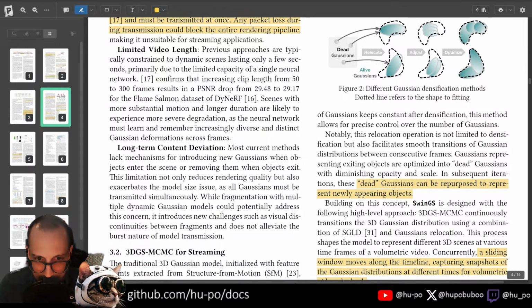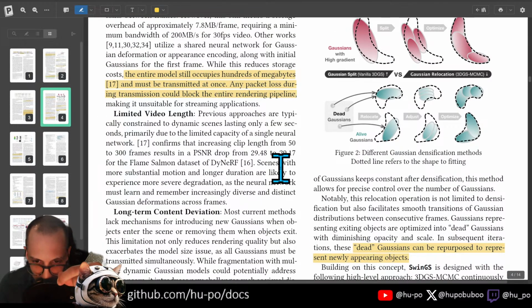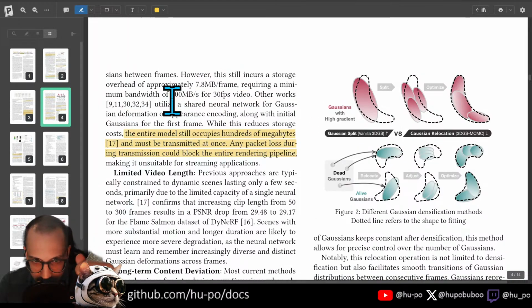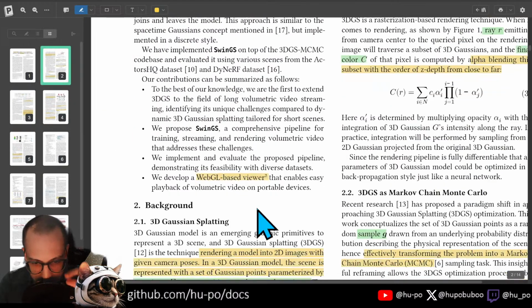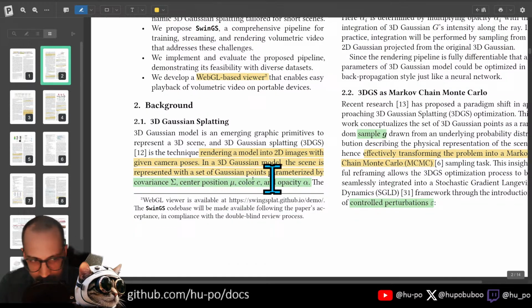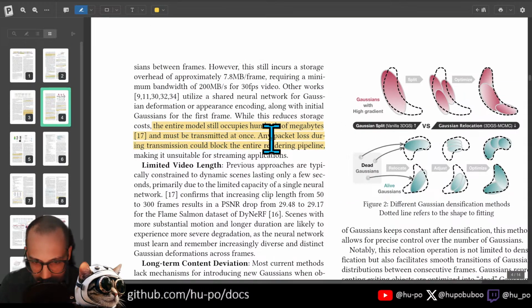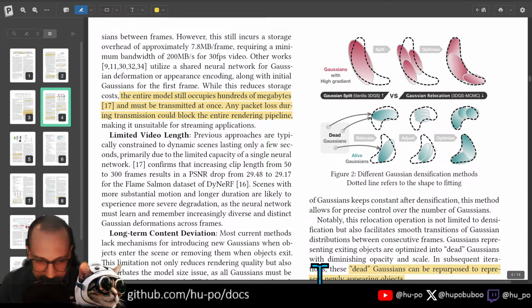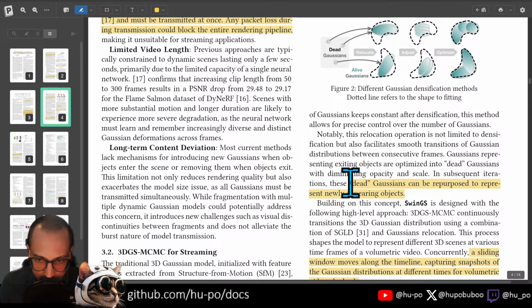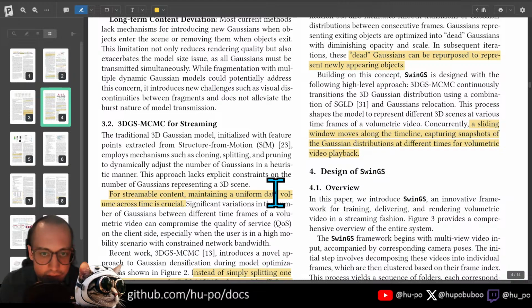So maybe one Gaussian that is kind of floating in the middle of the scene, right? There's nothing near it, so it starts to become less and less opaque over time. The opacity of that Gaussian becomes smaller and smaller until at some point you just have this Gaussian that is sitting there, fully see-through, and basically not contributing at all. So I would call that Gaussian dead, where we should just get rid of it.